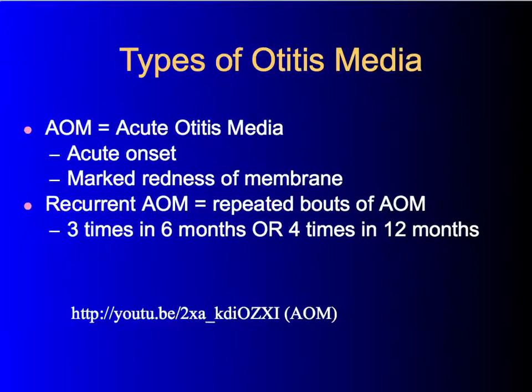I've already talked about acute otitis media, but I want to stress that it's an acute onset and it's visualized as a marked redness of the membrane. Recurrent acute otitis media means that there's repeated bouts of acute otitis media, and that's defined as 3 times in 6 months or 4 times in 12 months. There's also a YouTube link on this slide that will show you what acute otitis media looks like through an otoscope.